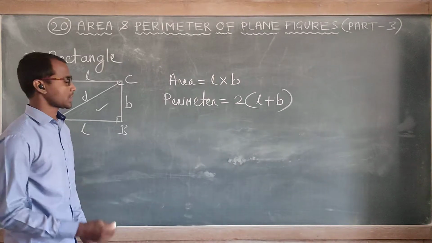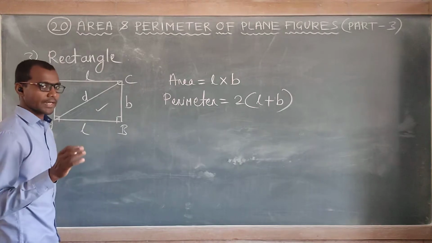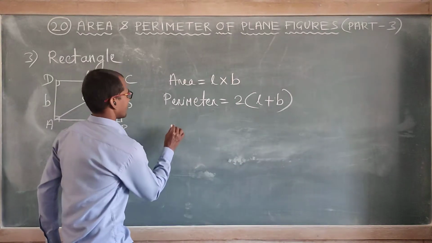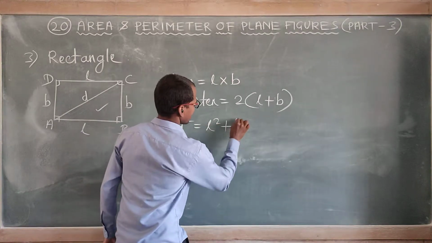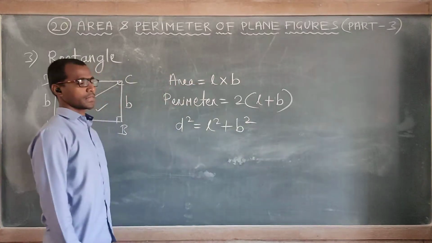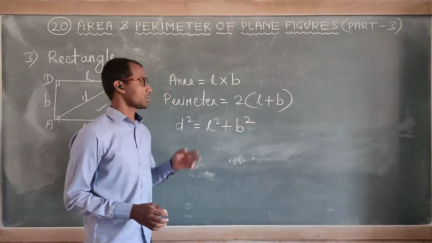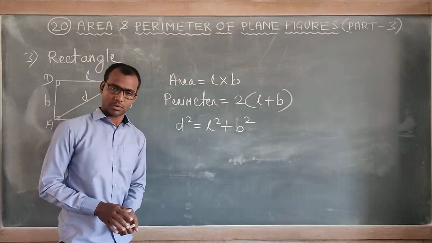So we can use Pythagoras theorem. And d is the hypotenuse. L and B are the sides containing the right angle, or the legs of the triangle. So using Pythagoras theorem, we have d square is equal to L square plus B square. So these are the three formulas of a rectangle that you have to remember. These two you already knew from lower class. This is a new formula you have to remember.